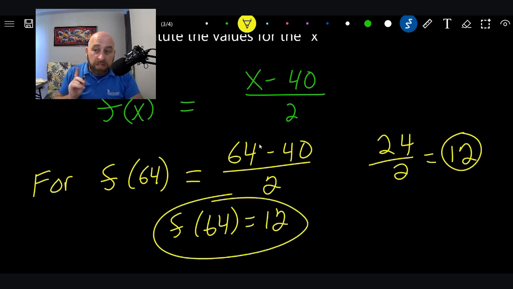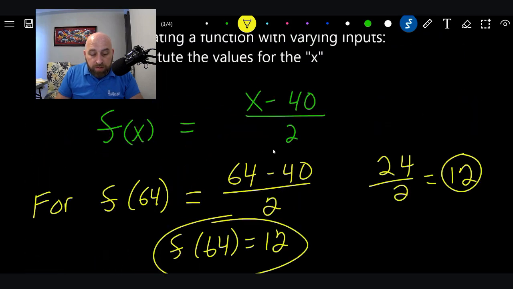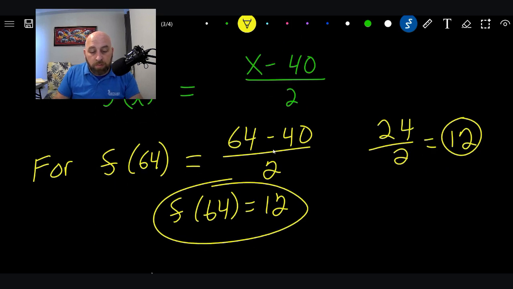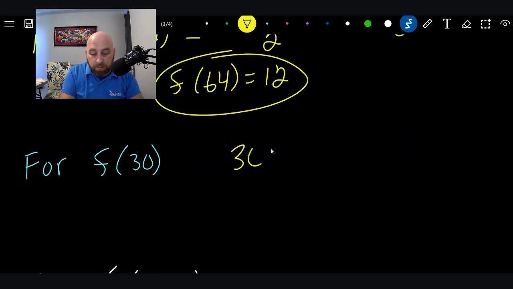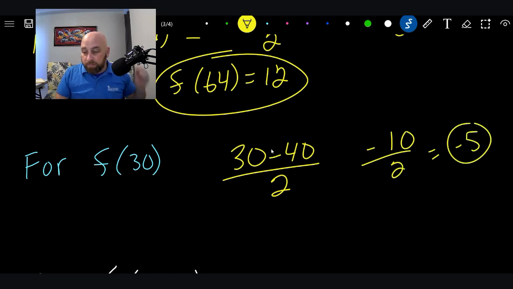Remember, you always get one output. You always get one and only one answer. So now we're going to do it for the function of 30. So now here, instead of x minus 40, we're going to put 30 minus 40 divided by 2. And then we'll just do that. So that's negative 10 divided by 2. That equals negative 5. So that function of 30 is going to equal negative 5 once we solve it out.